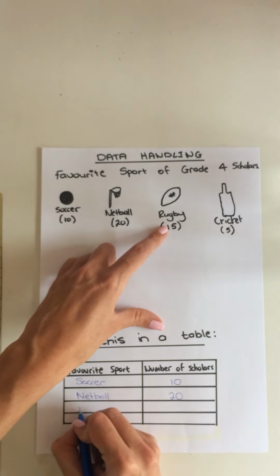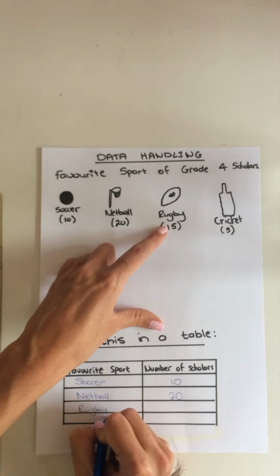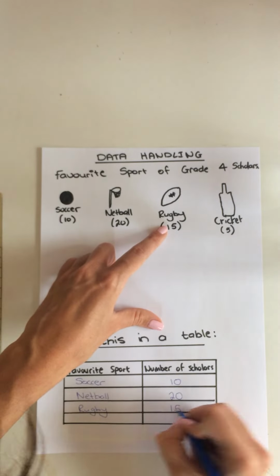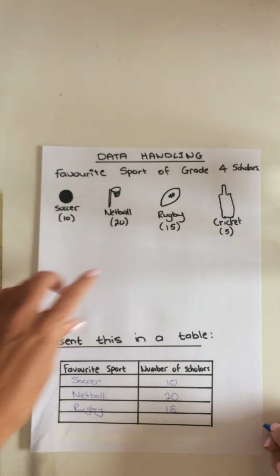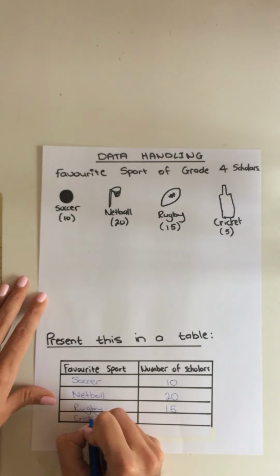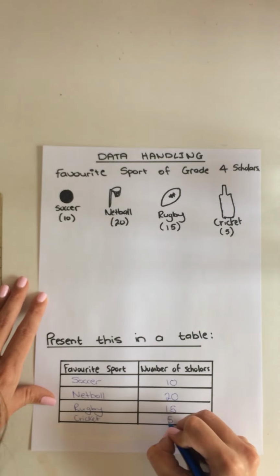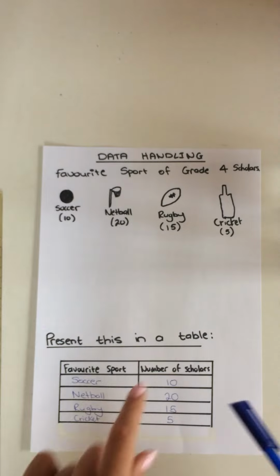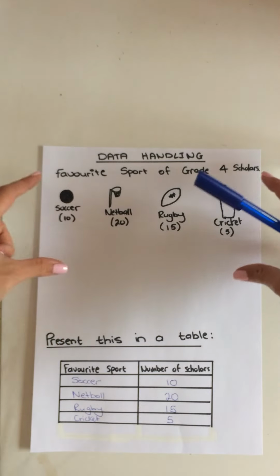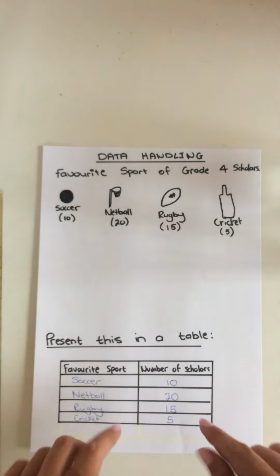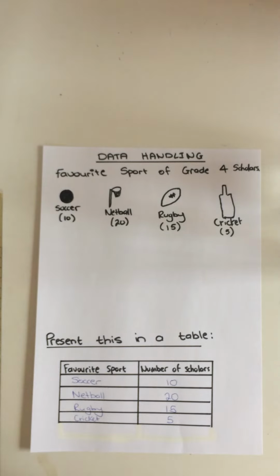Then I have rugby. There are 15 scholars that like rugby. And lastly, I have cricket. And there are 5 scholars that like cricket. So all I've done here is taken the data that I have in pictures and numbers and put it neatly into a table so that it's easy to work with.